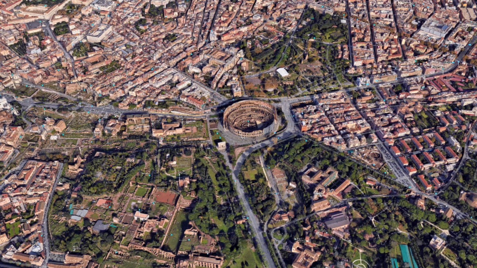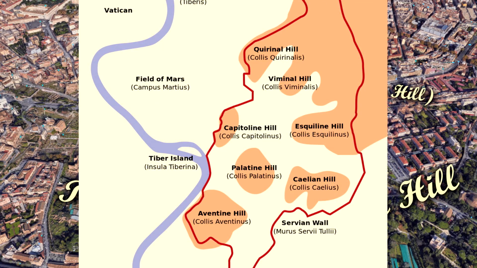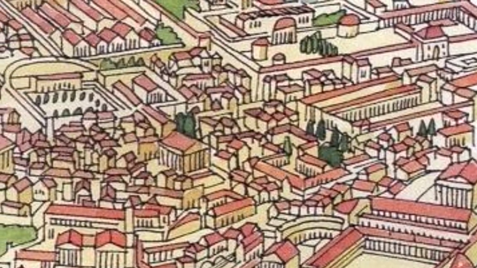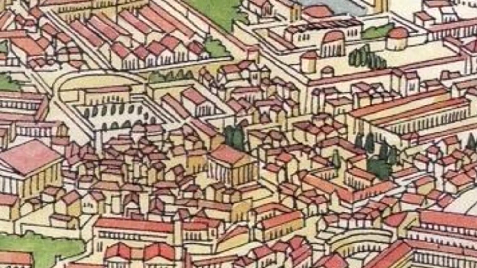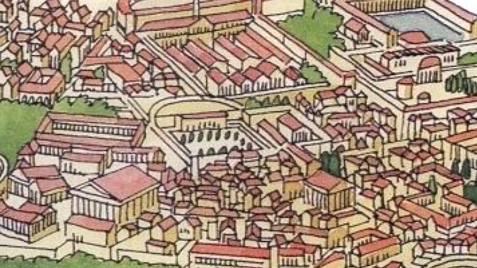The site chosen for the amphitheater is a flat area in a low-lying valley between the Caelian, Esquiline and Palatine hills of Rome. These were three of the 7 main hills which Rome was built upon. By the 2nd century BC, this area had been densely inhabited by the people of Rome. Due to the houses being so close to each other, fires were a real threat.